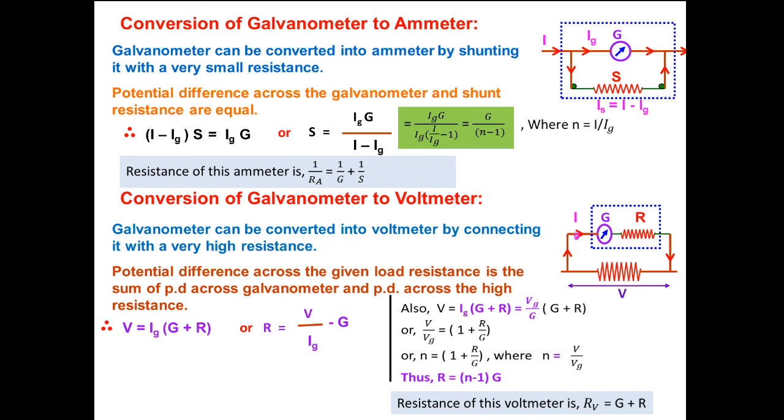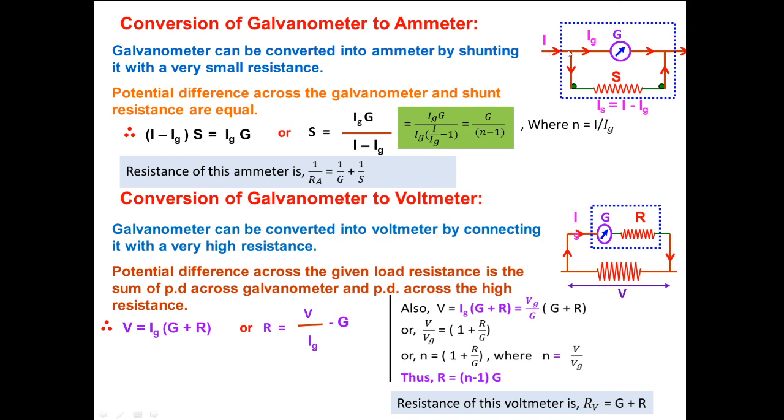Next is conversion of a galvanometer to ammeter. We know ammeter is used to measure current, and the resistance of ammeter is negligible. So galvanometer can be converted into ammeter by shunting it with a small resistance, meaning by connecting a small resistance in parallel to the galvanometer.